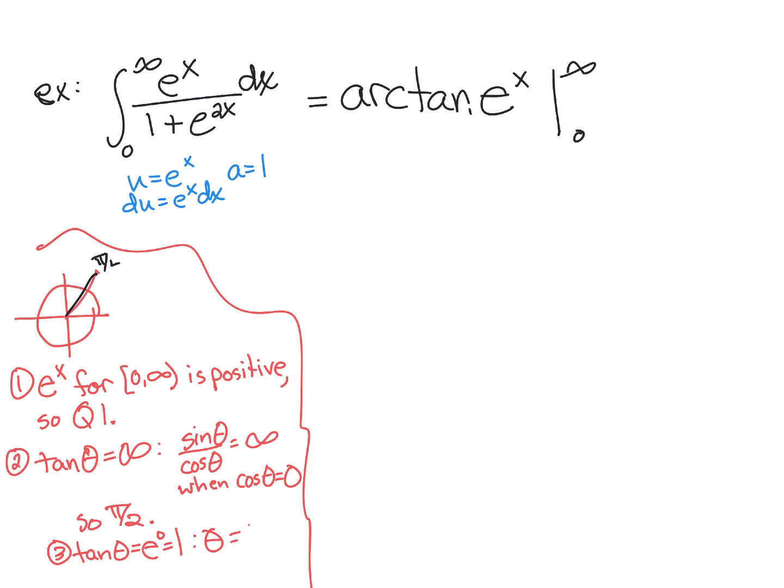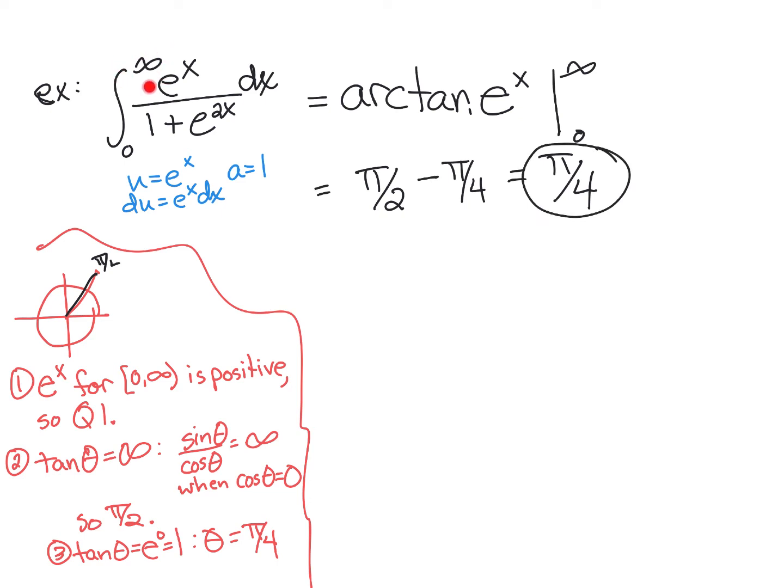So there are my two answers when I plug in my two limits. So it's the top guy, pi over 2, minus the bottom guy, pi over 4, and I end up with just a real number, pi over 4, even though I was taking the limit as x went to infinity. I still end up with a number answer. Pretty cool stuff.